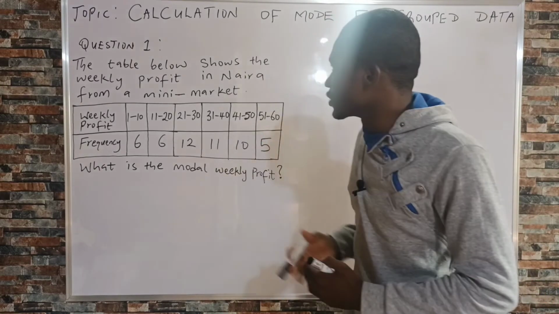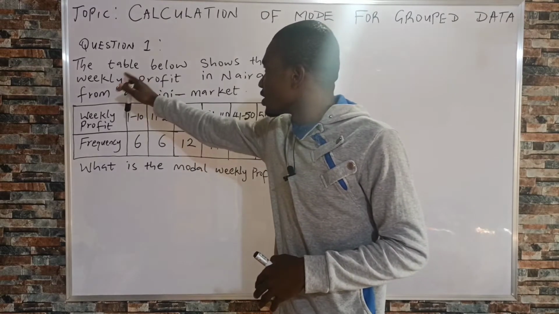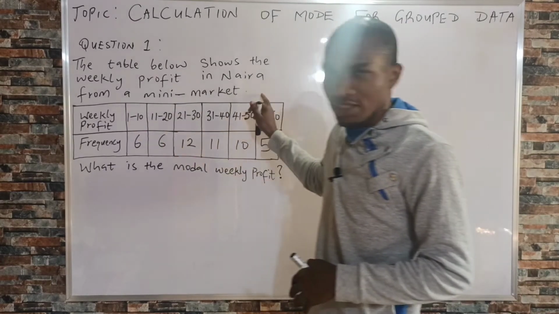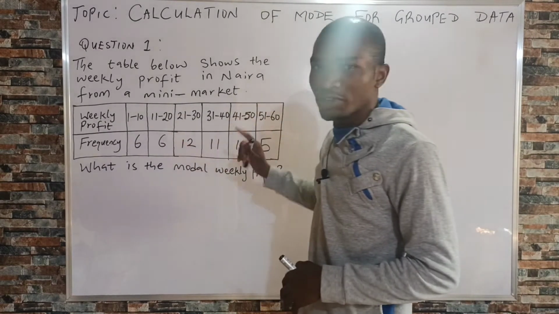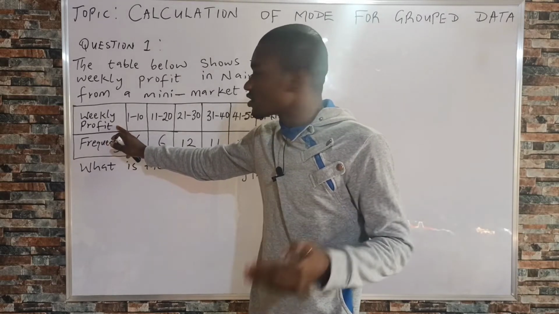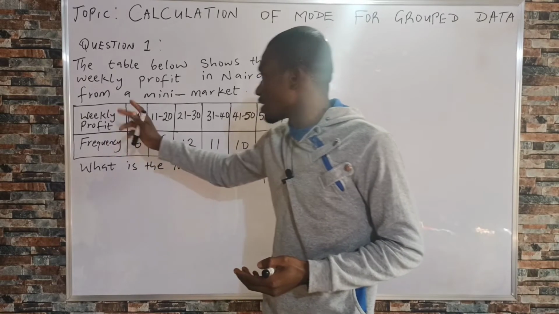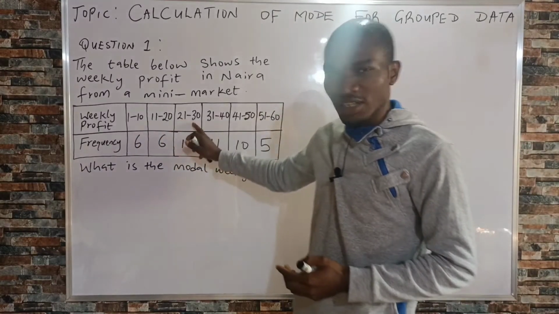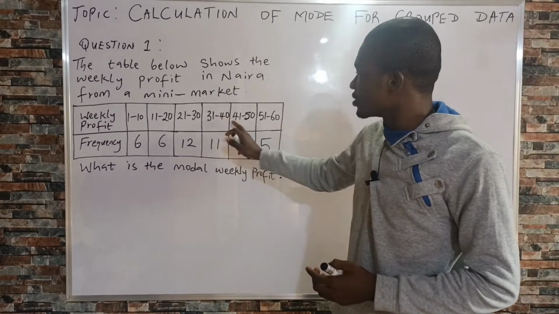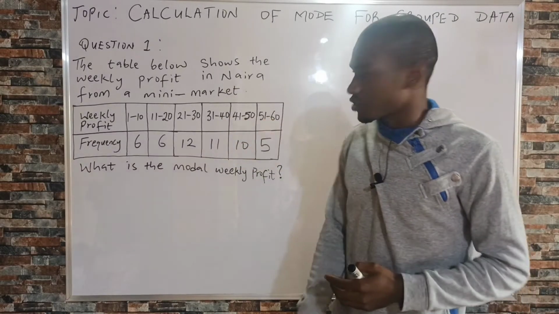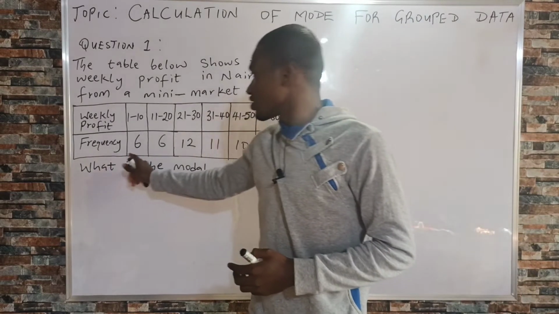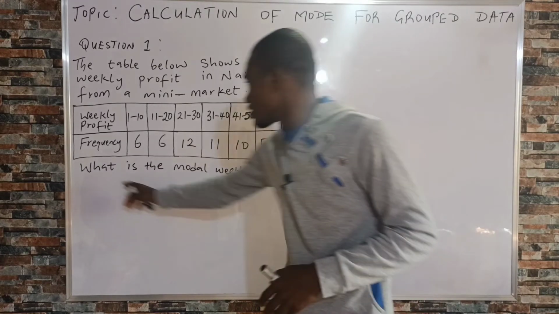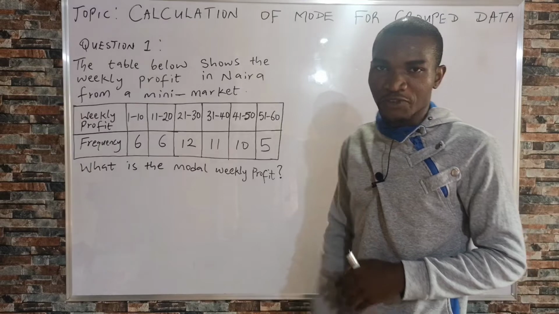Let's read out the question we have on the board. The question says, the table below shows the weekly profit in Naira from a mini market. So the first row of the table is about the weekly profit, which could serve as our class interval. And they are the intervals of 1 to 10, 11 to 20, 21 to 30, 31 to 40, 41 to 50, and 51 to 60 respectively. Then the frequencies are 6, 6, 12, 11, 10, and 5. So the question then says, what is the modal weekly profit?